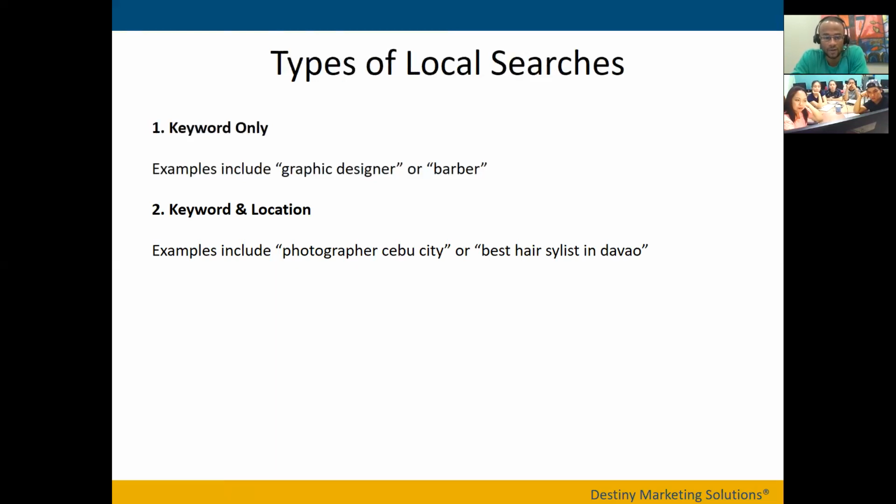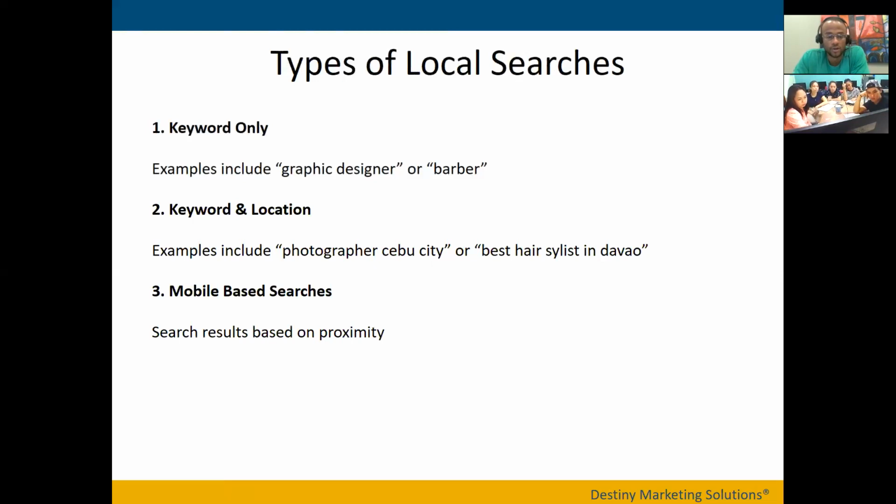The second type of search is keyword and location. So let's say you're searching for a photographer in Cebu City or a hairstylist in Davao, those are different combinations that you would use. It would basically be the service plus your location. So I'm in Houston, so I would do something like Coffee Shop Houston to find different coffee shops in my area.